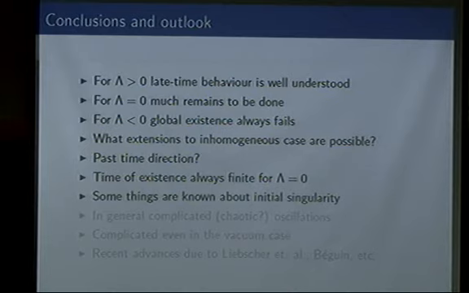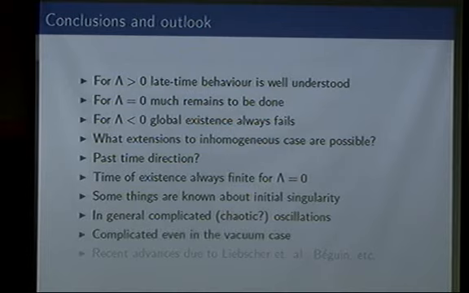Now, some things are known about the initial singularity in solutions of the Einstein-Vlasov system, but in general, they're very complicated oscillations, and people like to call these chaotic. I think there's a considerable amount of work which still has to be done to really make that precise, but this is the usual story: chaotic oscillations. And in fact, it turns out that this is complicated even in the vacuum case.